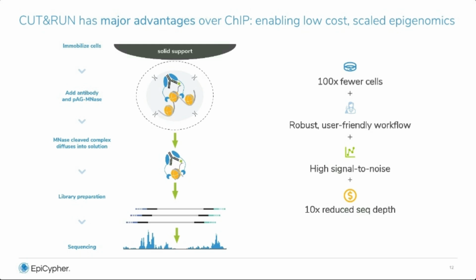And so a few years ago, we actually recognized very early on the value of this new technology termed CUT&RUN, developed by Steve Henikoff's lab at the Hutch. And we were actually first to market with this technology that enables you to map genome-wide the localization of histone modifications and transcription factors using 100-fold fewer cells than ChIP, using a very robust and user-friendly workflow, and get data at the end of the day that has very high signal-to-noise, even with 10-fold reduced sequencing depth. So reaping massive benefits in cost savings and just overall labor and effort.